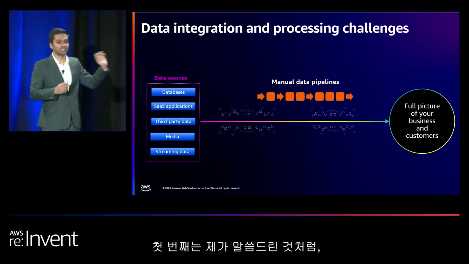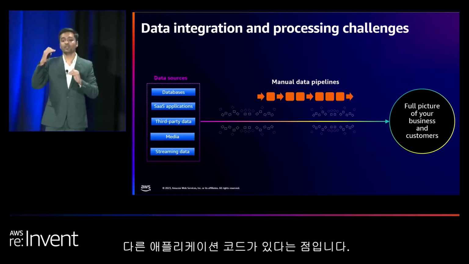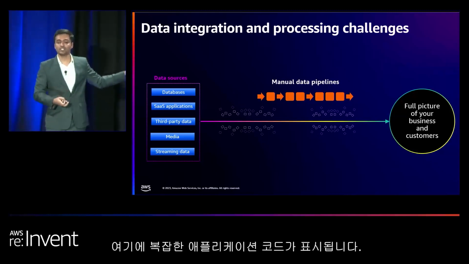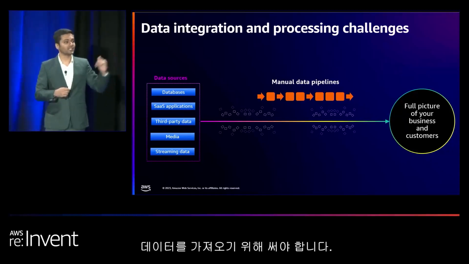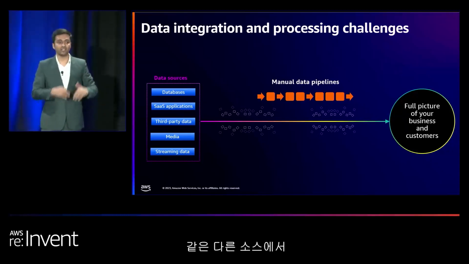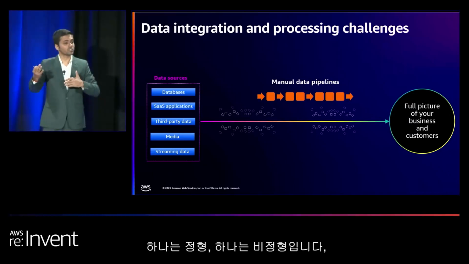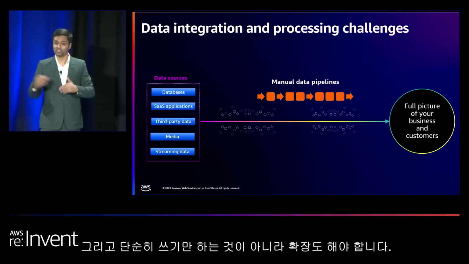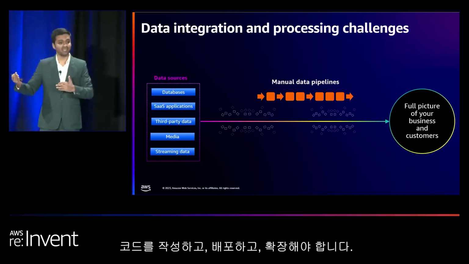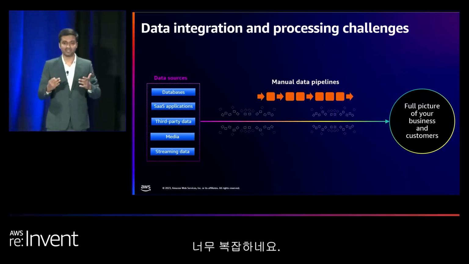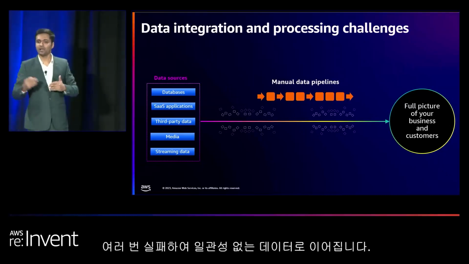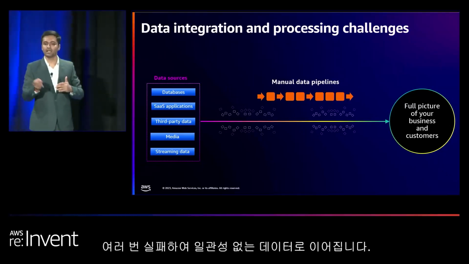So the first thing is, as I mentioned, you have different application codes to ingest the data from these different sources. That's where you see the complex application code you need to write to get the data from these different sources. Like maybe one for structured, one for unstructured, maybe for real-time data. And you also need to make it scale, not just write the code, deploy it and make it scale. So it's too complex. That complexity also leads your pipeline to fail many a time, which leads to inconsistent data or stale insights.